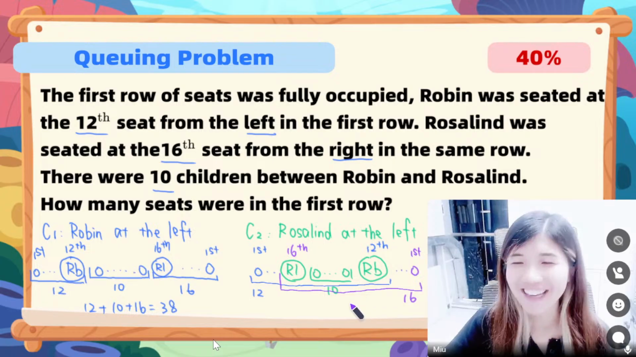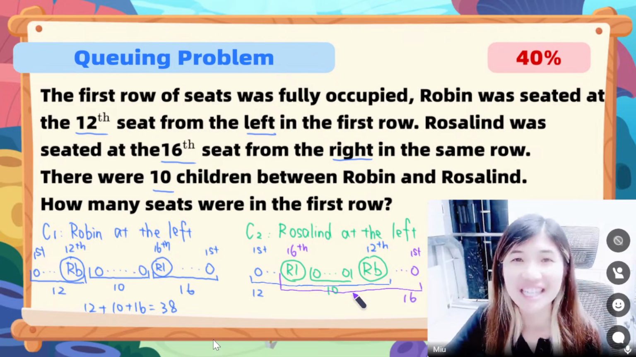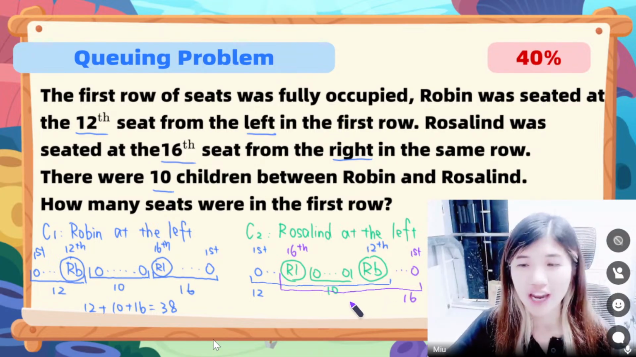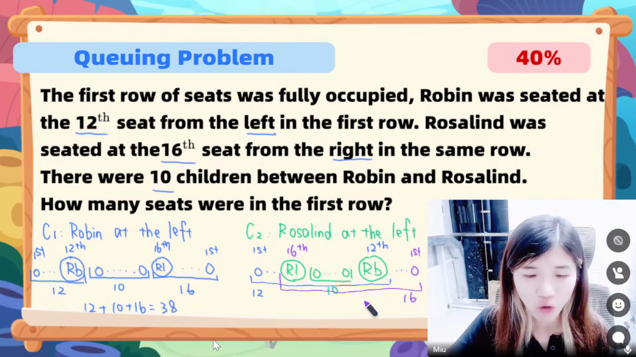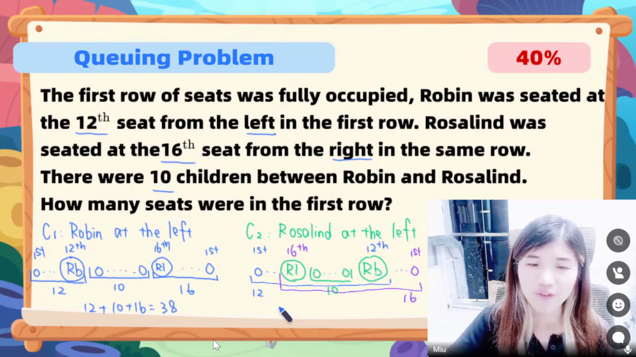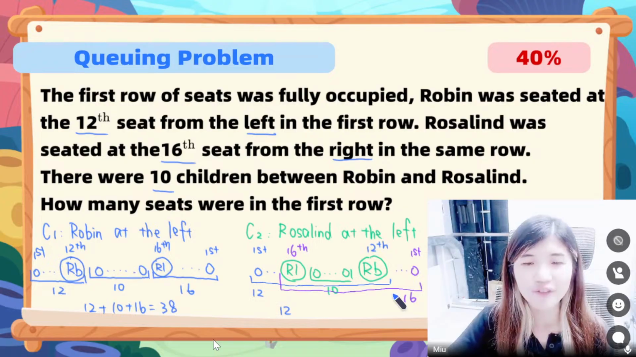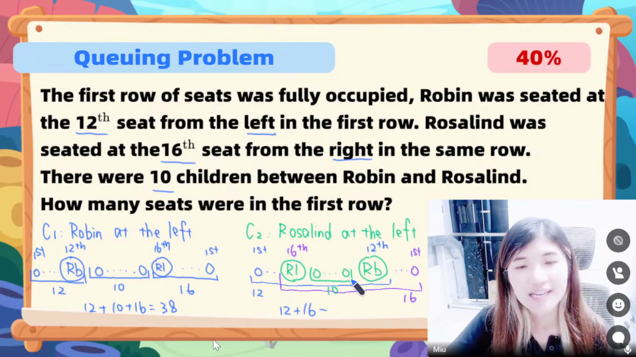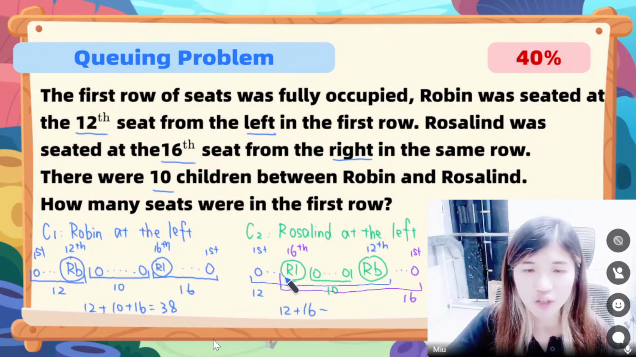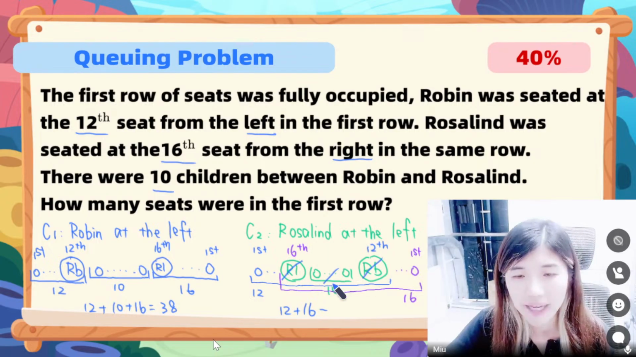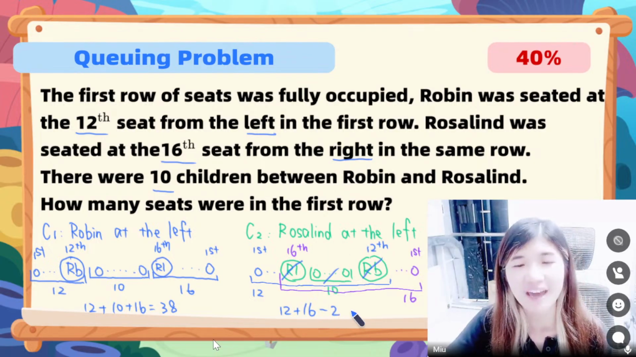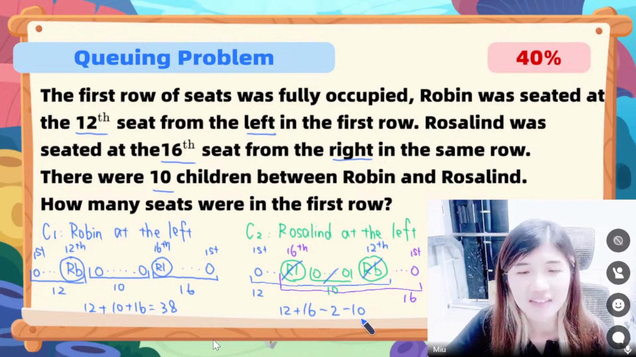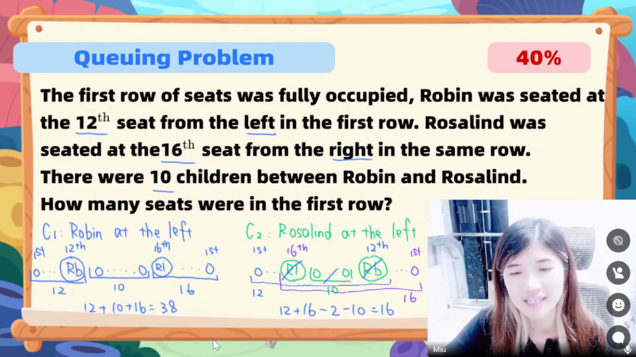No way. You will see some of those were sitting on the same bench, right? That's when you need to take out the overlap. How do we take out the overlap? We find out that there are 12 from the left, and then there are 16 from the right, so 12 plus 16. And take out those who are sitting on both benches, including Rosalina, the 10 people in the middle, and then Robin, which would be 2 of the main characters and 10 of those in between, then you'll find out the answer is 16.